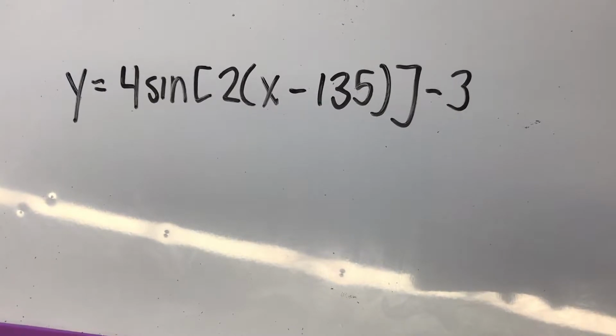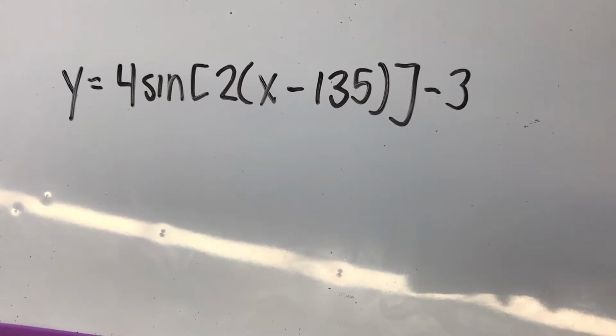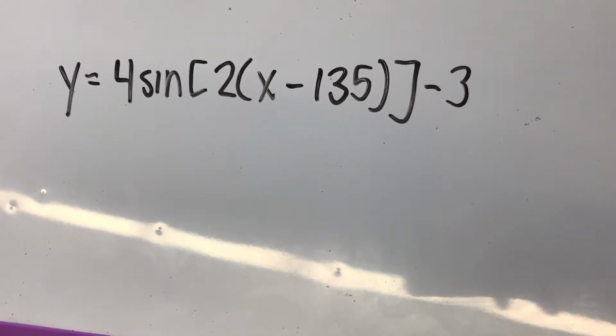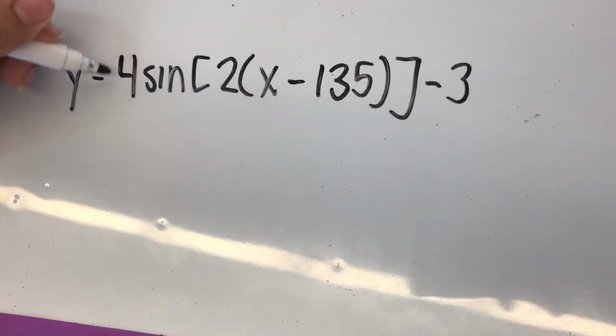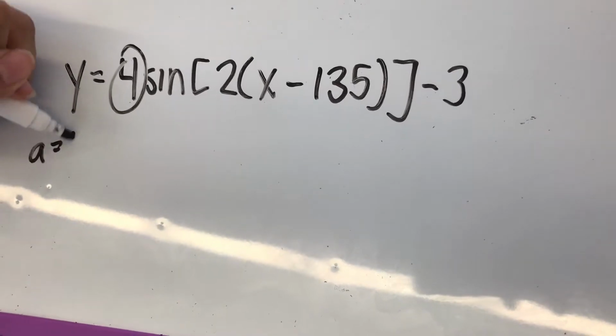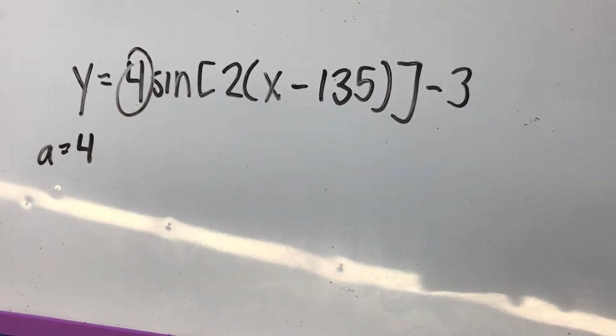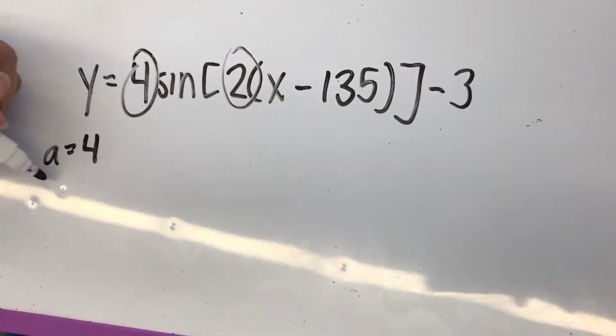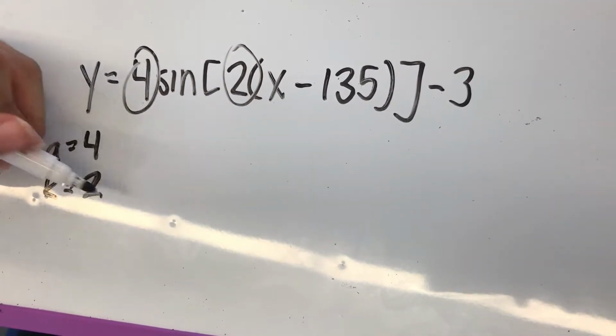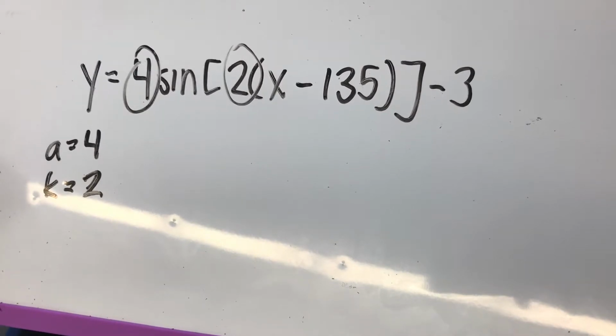Now that we know what each variable represents, let's try some examples. y = 4 sin(2(x − 135°)) − 3. So just by looking at this, we automatically know that our a value is 4, which means that there is a vertical stretch by a factor of 4. k is 2, which means that it is horizontally compressed by a factor of 0.5.